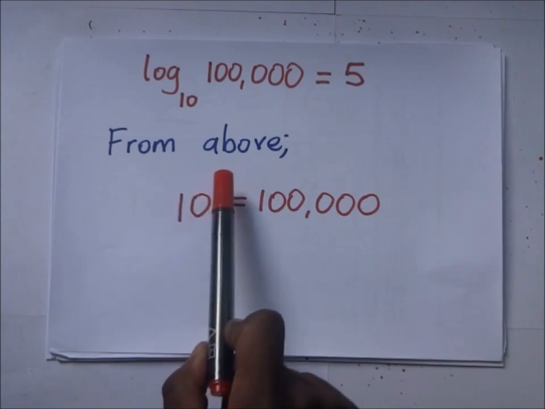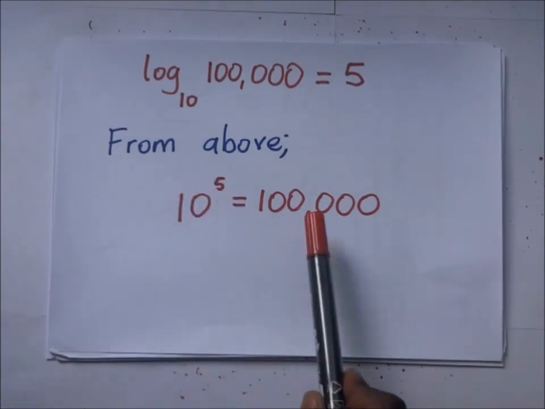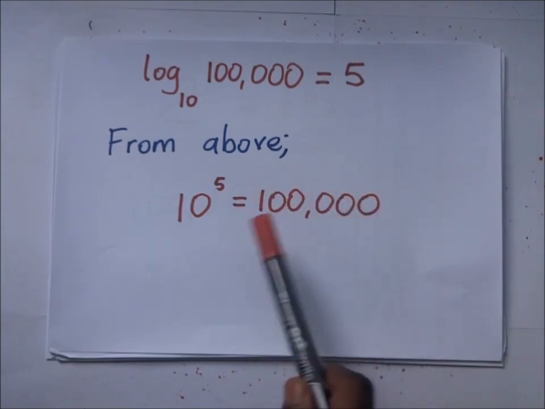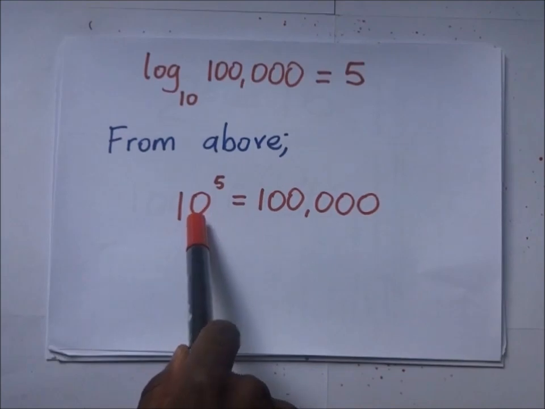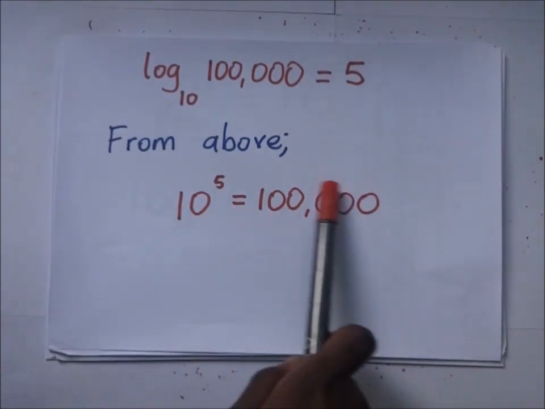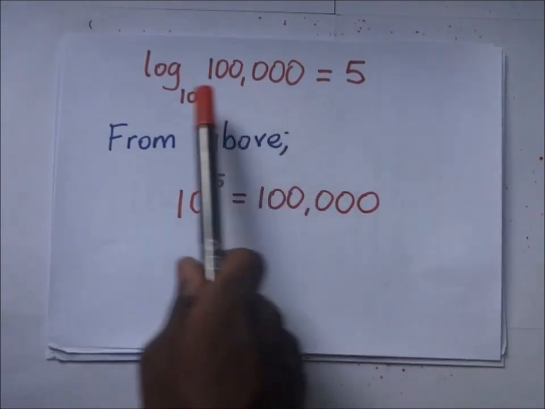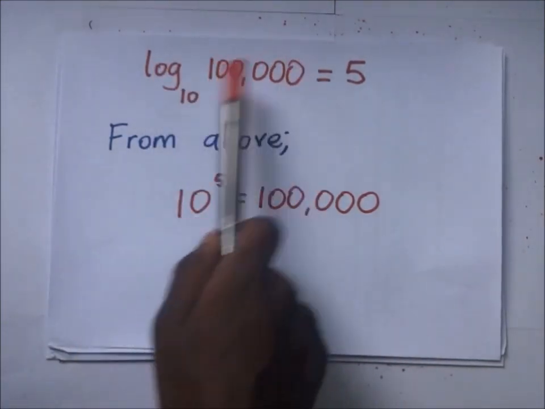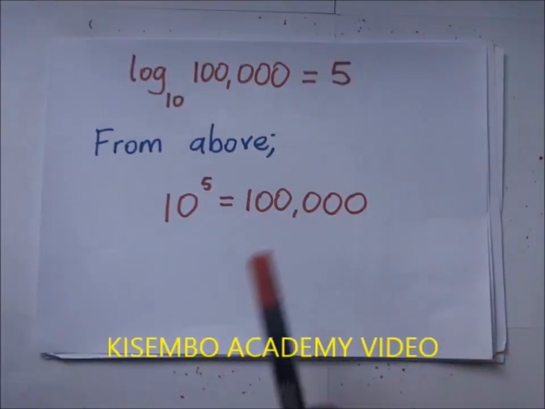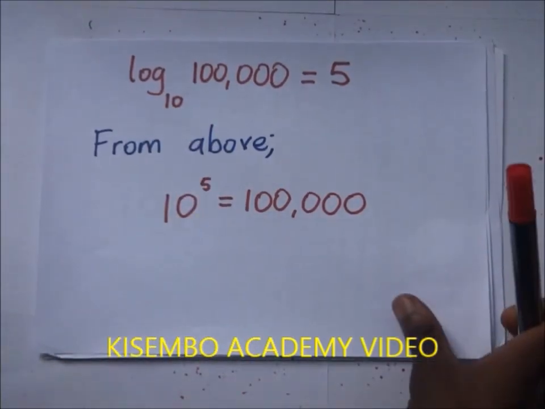So, that power to which 10 must be raised in order to give this 100,000 is what we are calling the logarithm to base 10 of that number. So, meaning that the logarithm of 100,000 to base 10 is 5. Now take note that this has been to base 10. So let's look at other illustrations.